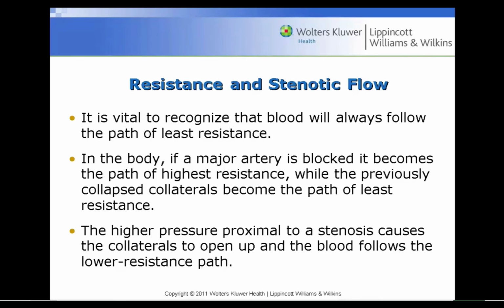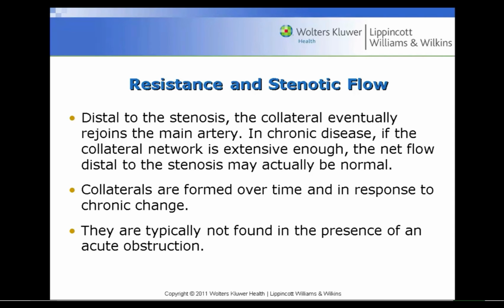It is vital to recognize that blood will always follow the path of least resistance. So if a major artery is blocked, it becomes the path of highest resistance, while previously collapsed collaterals become the path of least resistance. Higher pressure proximal to the stenosis causes the collaterals to open up, and the blood follows the lower resistance path. Distal to the stenosis, the collateral eventually will rejoin the main artery. In chronic disease, the collateral network is extensive enough that the net flow distal to the stenosis may actually be normal.